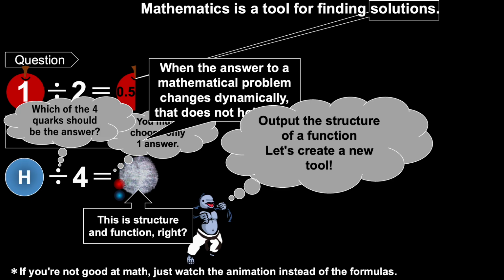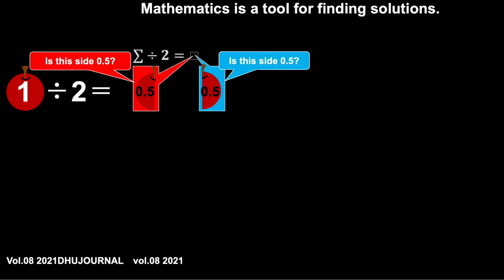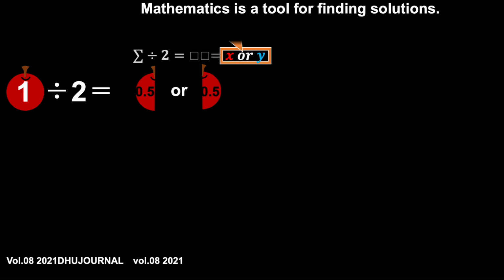The story I'm telling you today is about the creation of this new tool. Something that outputs a function is called an operator. So I realized my new tool would have to be something that outputs operators. Considering the 4 basic arithmetic operations: addition, subtraction, multiplication, and division, if 1 divided by 2 equals 0.5, where did the other 0.5 go? The rule of a single answer forces us to choose. Is it the 0.5 on the left or the 0.5 on the right? This choice introduces the concept of OR. I began to see division as the discovery of OR.